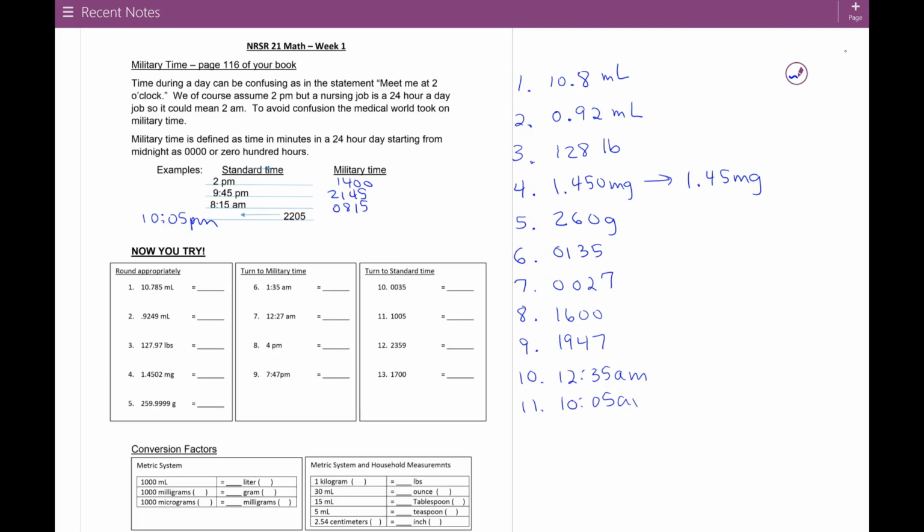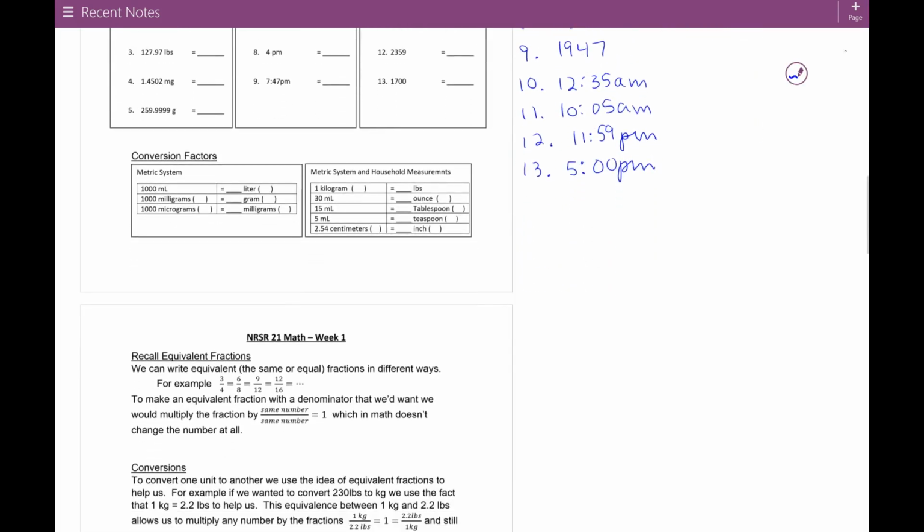10:05 a.m., 11:59 p.m., and 5 p.m. The next little tables are two different kinds of converting. On the left is metric to metric, different metric units. On the right is going back and forth between metric and household measurements, like you might see in a recipe book. And these will become important next week when we start looking at intake and outgo.